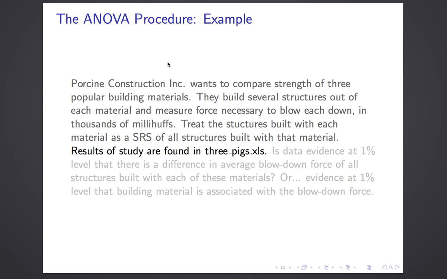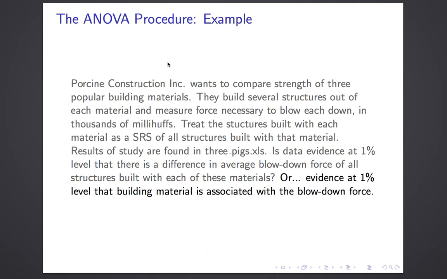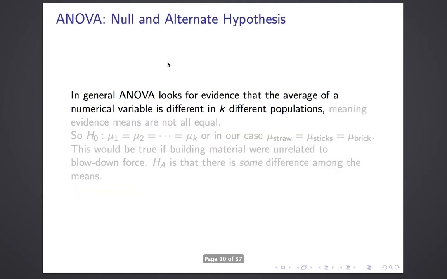And we're going to ask the question, is this data evidence at the 1% level that there is a difference in average blowdown force of all structures built with each of these materials? Or to put it a different way, is this evidence at the 1% level that building material is associated with the blowdown force, the force necessary to blow it down?